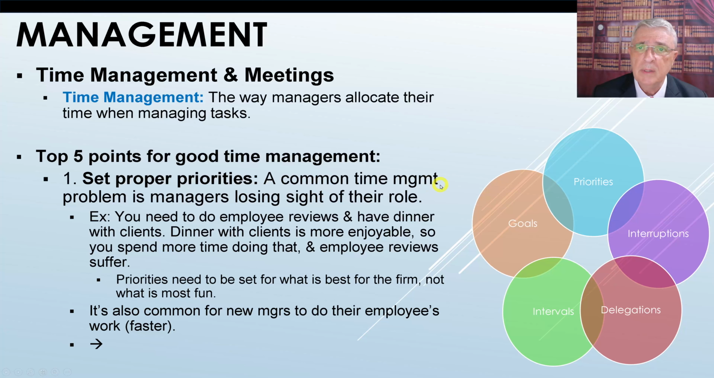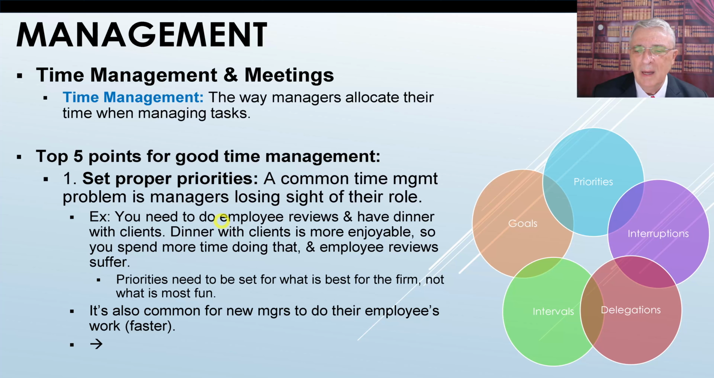And yeah, a common time management problem is managers lose sight of their role. What is their job? So for example, you need to do employee reviews and you need to have dinner with the clients, and you find that, I don't really like doing employee reviews. Yes, they're not fun at all. But spending time with the clients and having dinner is a lot of fun, drinks and dinner and all that. So you prioritize going out with the clients, and you can justify that to yourself by saying, they're important people and we need to keep them happy.